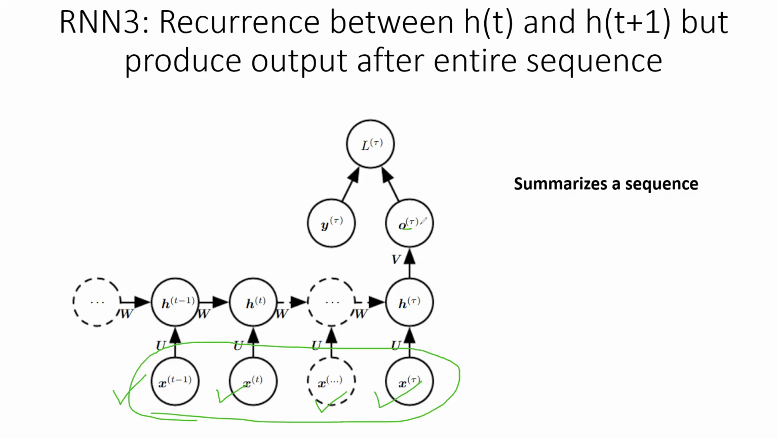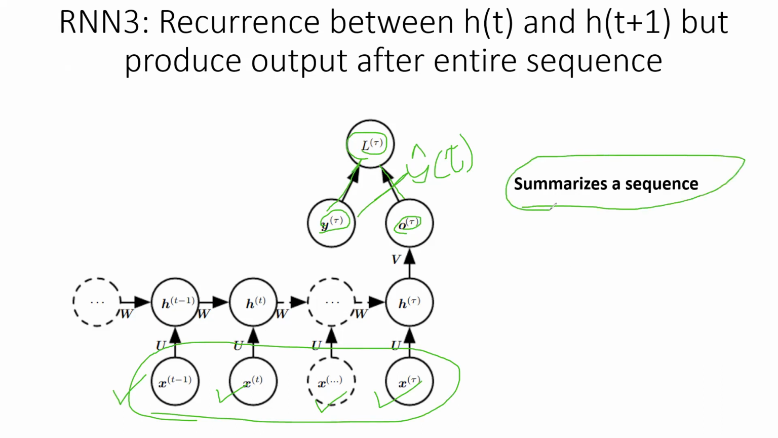So O_T only happens at the 4th neuron, and from this I compute the loss function based on Y_T. Here I have Y hat, obviously. So I have Y and Y hat of tau. I subtract it from this and then backpropagate. So this just summarizes the sequence. This is also one of the models that you can use.